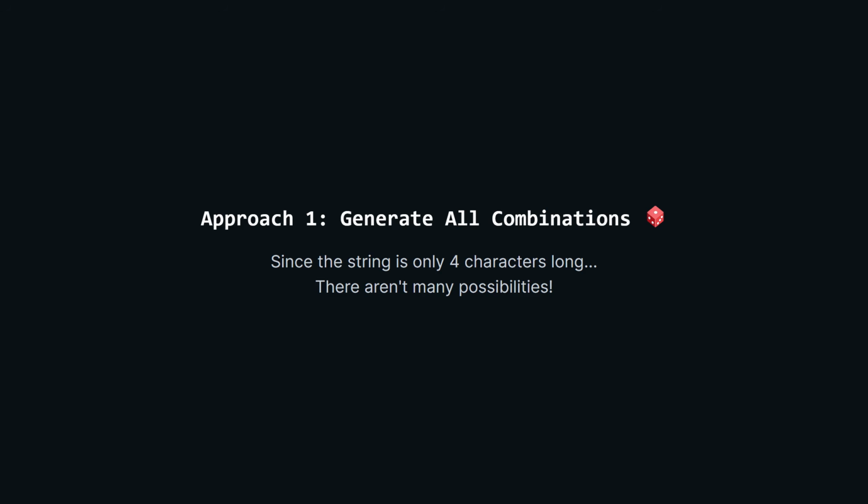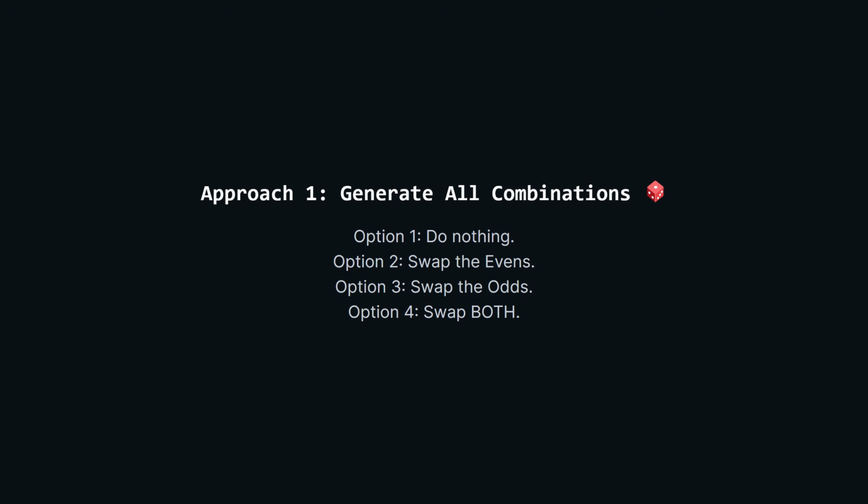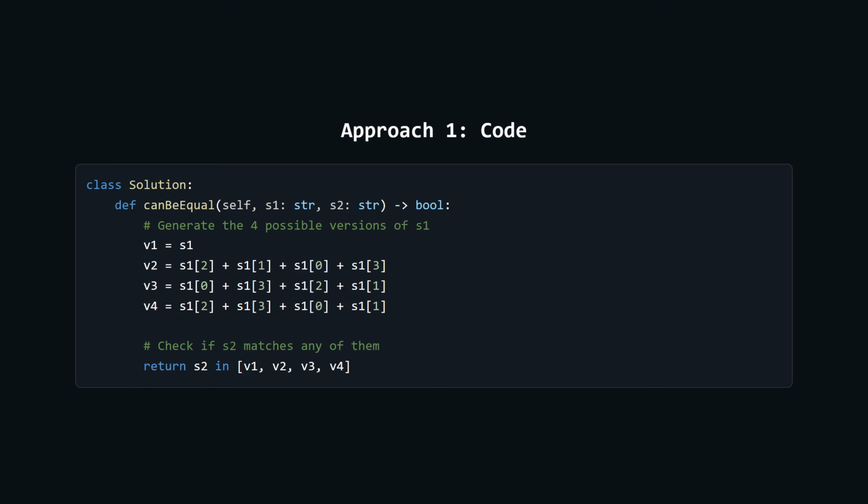Because the string is so incredibly short, our first approach is simply to generate every possible combination. There are literally only 4 possible versions of string 1 that we can ever create using these rules. Here is the simple code to do exactly that. Let's break down how we build those 4 versions.